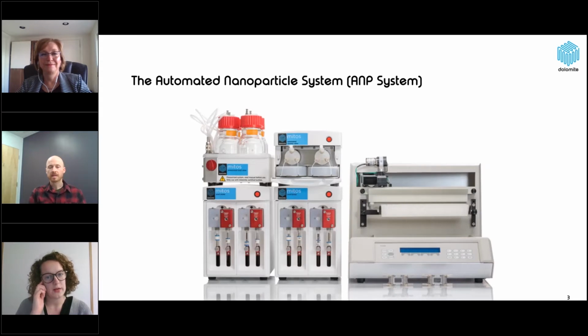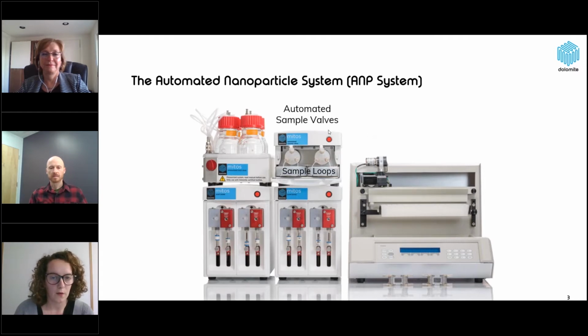So Dolomite Microfluidics were well placed. We've had a number of decades in the microfluidic space, and we were well placed to develop the automated nanoparticle system, which you can see here. This was produced to overcome some of those downfalls. I'll go into the why on the next slide, but just to give you an introduction, the system comprises two sample loops, one for your cargo phase and one for your LNP phase or lipid precursor phase. These are connected to your automated sample valves, which aliquot predetermined volumes into the microfluidic system to produce your LNPs.